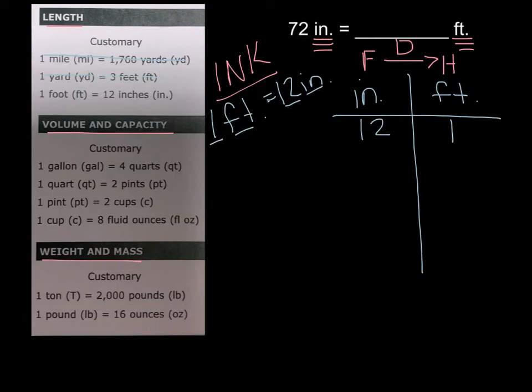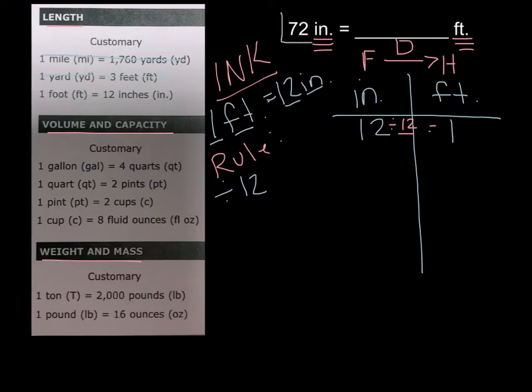So I look at my table and I've got to find my rule. I know I'm dividing by something. 12 divided by what equals 1? Well, I know that's 12. So my rule is divided by 12. Now I can go back into my problem and put it into my T-chart.